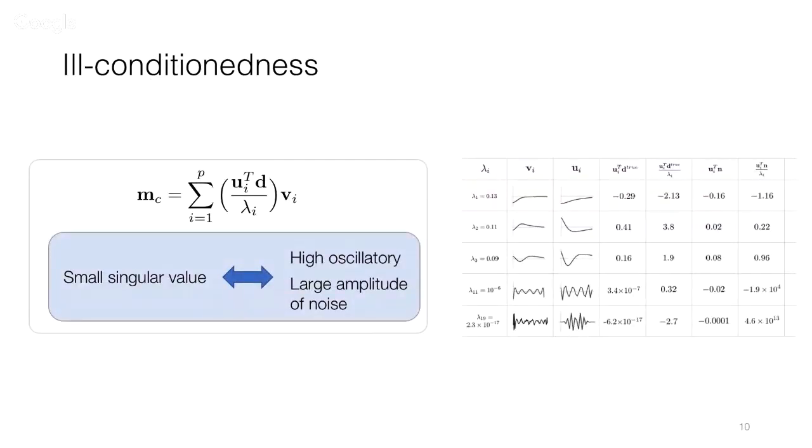So we talked about this thing being ill conditioned. Look what happens here. Our constructed model is this combination of vectors. And for the very first singular value, in this example, this one is 0.13, and the first eigenvector in model space looks like that. So it's a very smooth function. And then the amplitude by which I'm going to incorporate that in the solution is given by this value here.